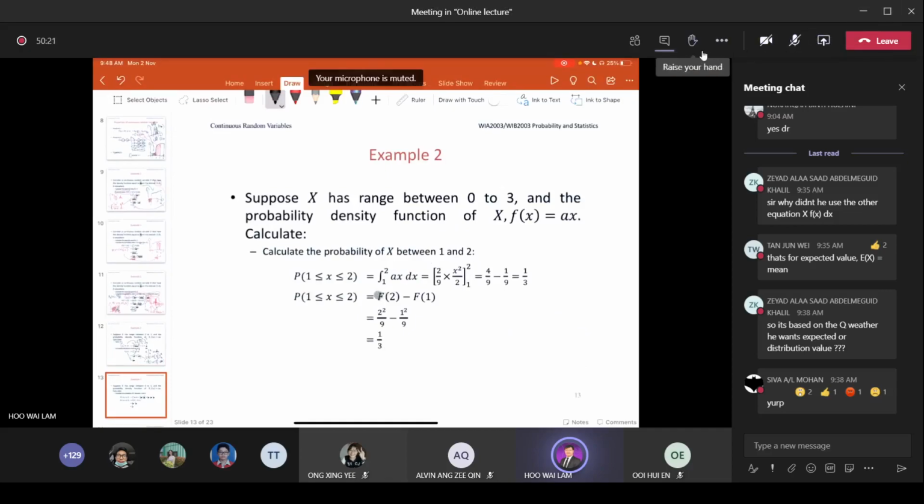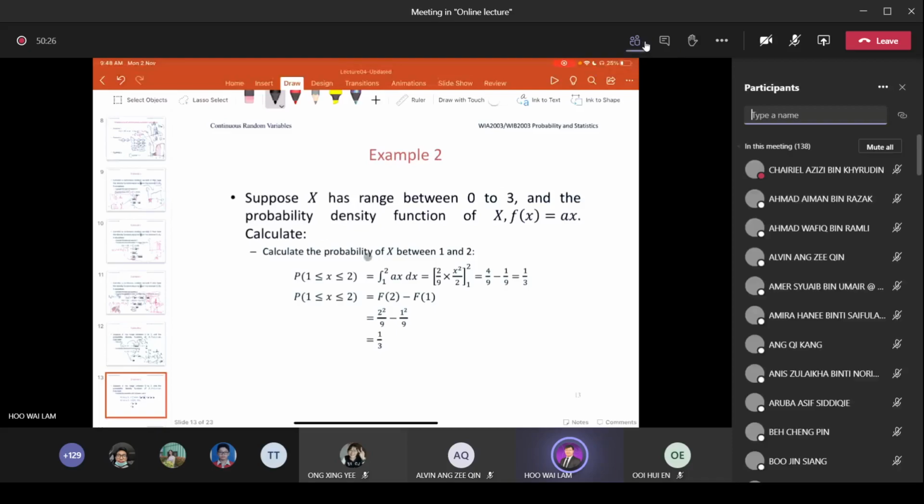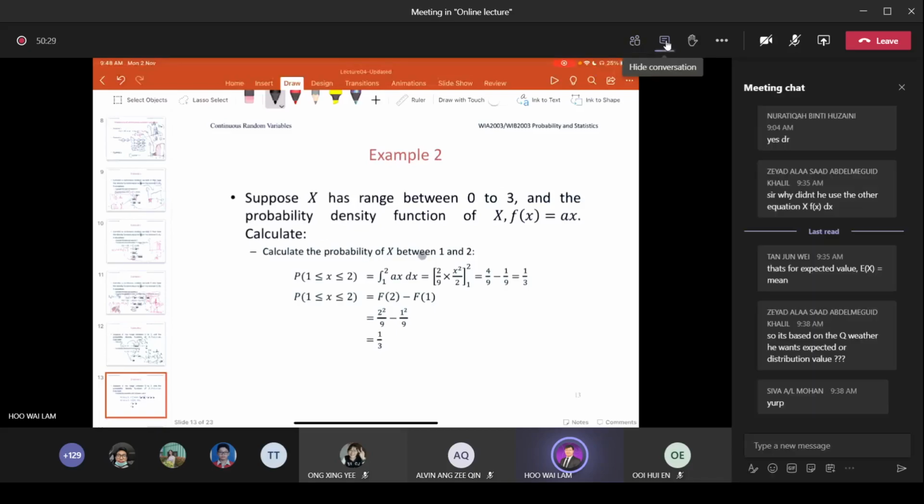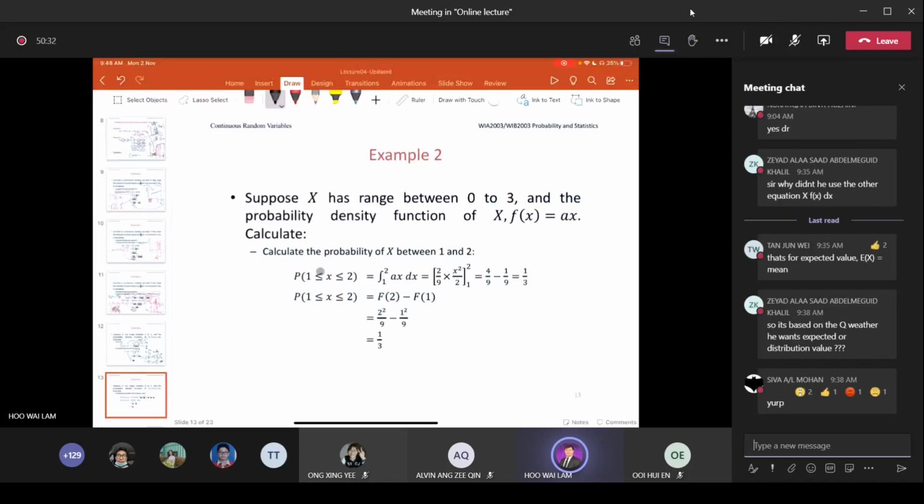We continue the example. Suppose you are asked to calculate the probability of x between 1 and 2. So this one, you are actually getting this one. And then you might argue that between 1 and 2, maybe you don't include the equal sign, but for continuous random variable questions, include or exclude, you still get the same answer. It's following property 2, so you don't need to worry too much.